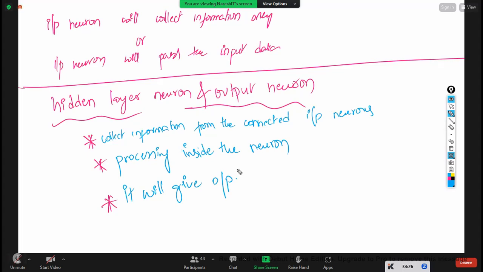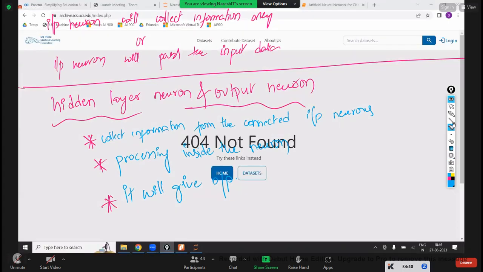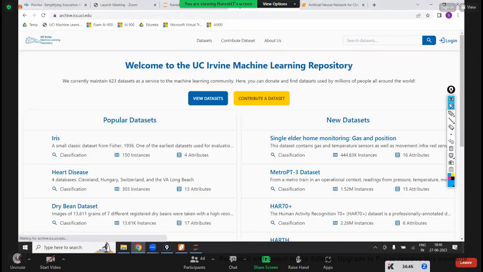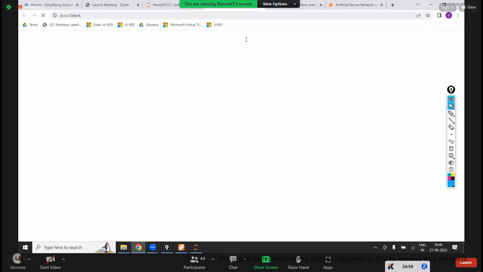Now the question is, what processing will be done? Before seeing the processing, what I have told you: first step, collect the information. Before collecting the information, the input layer will be there. Now, what will the input layer do? Let us observe what the input layer does first. What exactly will this input layer do? Let us understand.